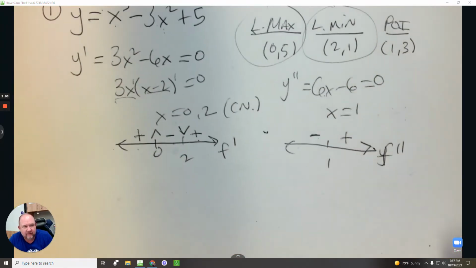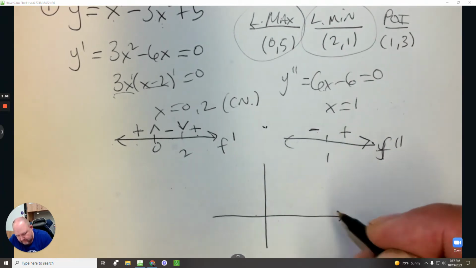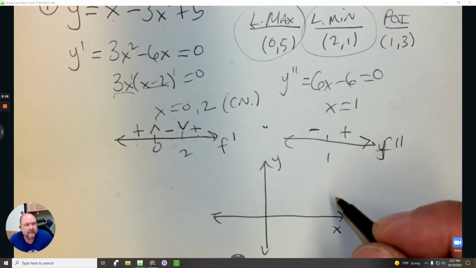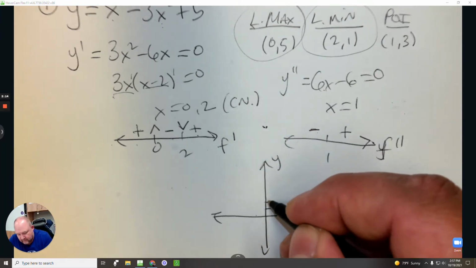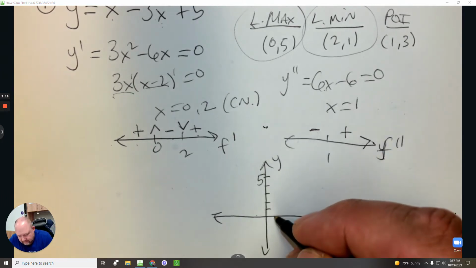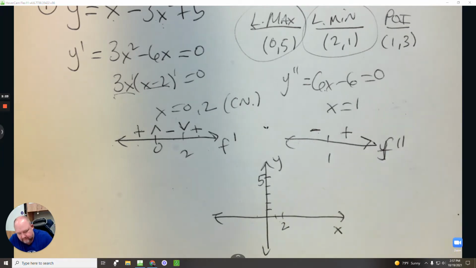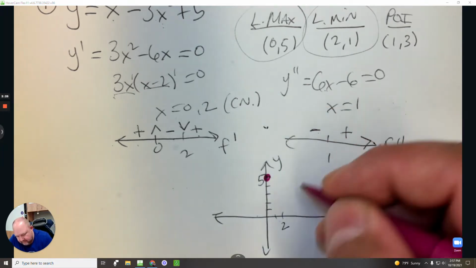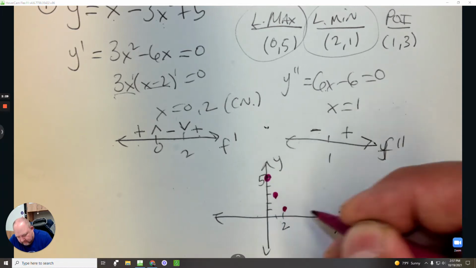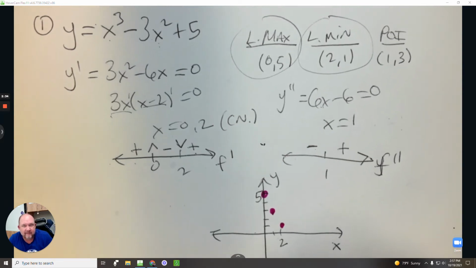And now I'm going to sketch this right here underneath. So (0, 5), (2, 1), and (1, 3). All right. So (0, 5), (1, 3), and (2, 1). So those are the points I know. Understanding concavity and end behavior.